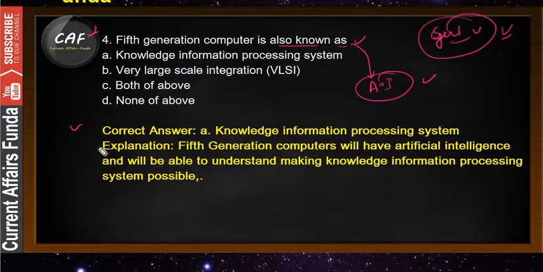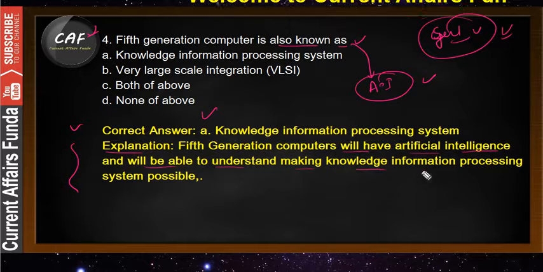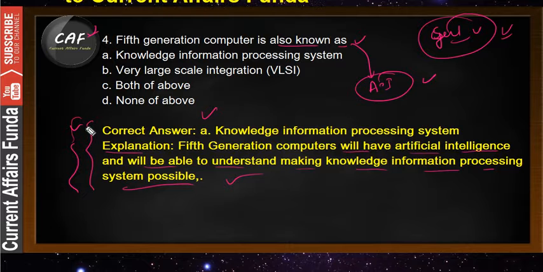And that will be your answer. Explanation: fifth generation computers will have artificial intelligence and will be able to understand, making knowledge information processing system possible. And guys, this will be very interesting if it comes in the upper generations.